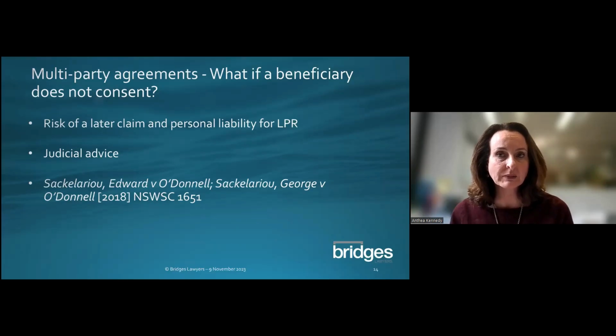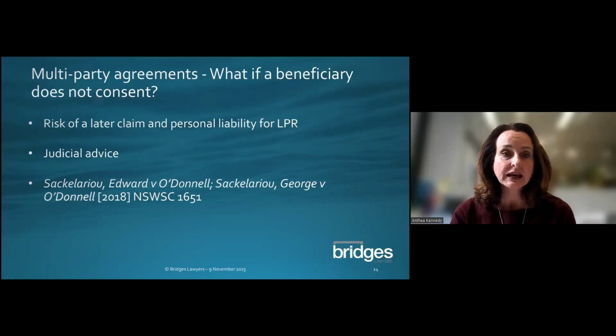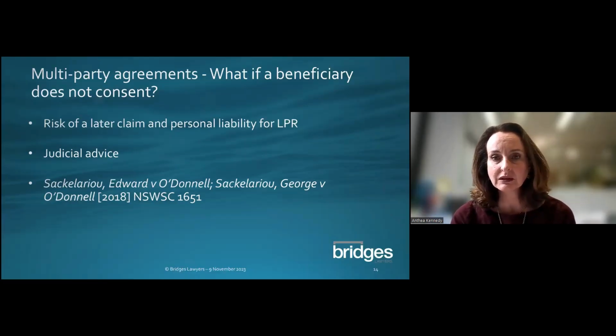Where there are a number of parties to the agreement, and particularly where there's a beneficiary who doesn't consent, often the question will arise, what is to be done where a beneficiary doesn't consent? It's an important question for the executor to consider, because if the executor compromises a beneficiary's claim, he or she may be at risk of personal liability in respect of a later claim by that beneficiary, where the beneficiary says, well, I was under the will, I get X amount, you've given me less than that, and I'm claiming personally against you for the balance.